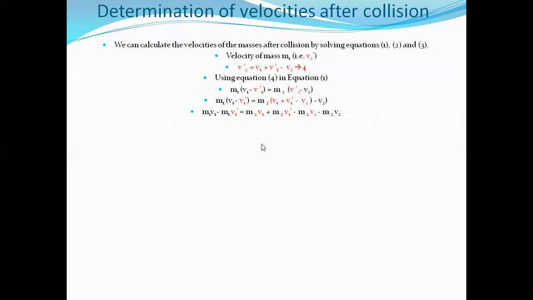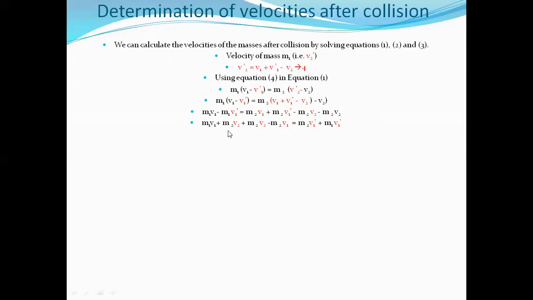Now, as we can see over here, things are getting complicated. So what do we do? We take v1 dash to one side of the equation, whereas taking all v2s and v1s on the other side of the equation to make it simpler. m1 v1 plus m2 v2 plus m2 v2 minus m2 v1 is equal to m2 v1 dash plus m1 v1 dash. Now in this equation, we have taken v1 dash on one side of the equation, whereas all the other components of v1 and v2 are taken towards the other side.